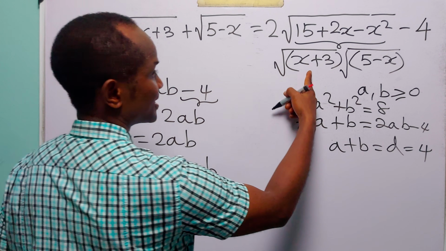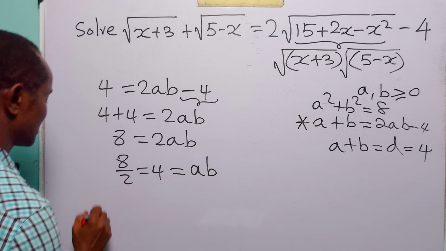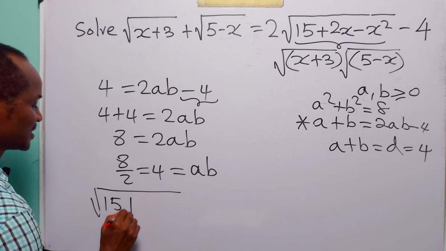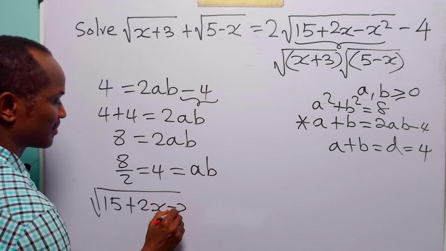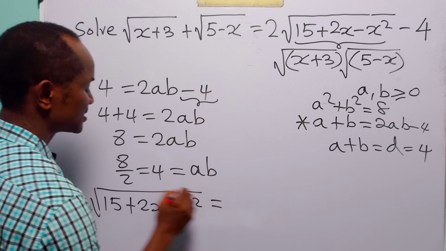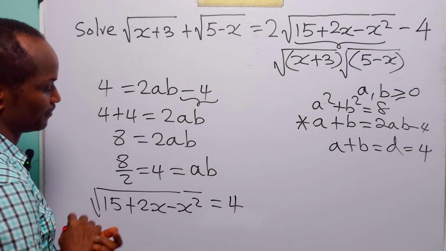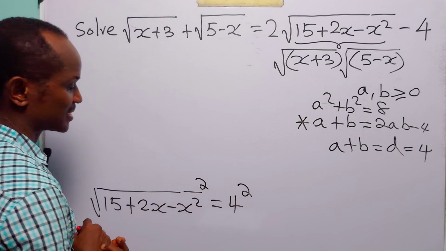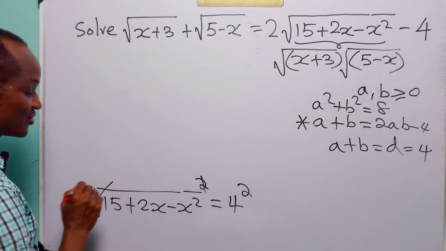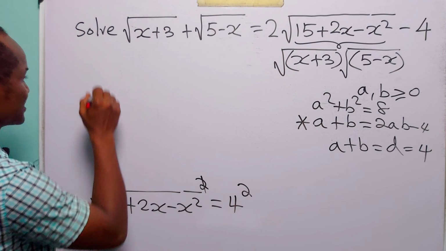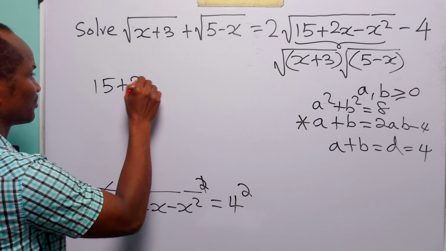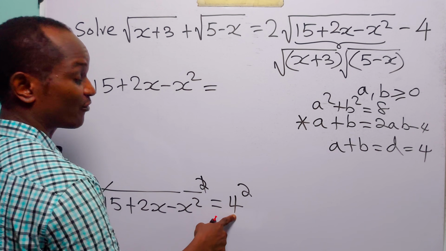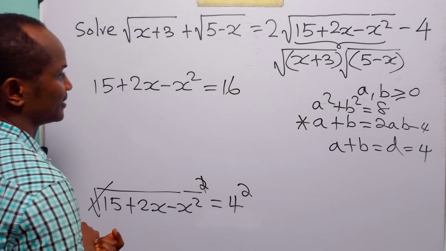And of course, you know that a times b is the square root of 15 + 2x - x squared. So this is equal to 4. Now to solve this equation, let us start by squaring both sides. Of course, the square is going to take care of the square root, and on the left-hand side we have 15 + 2x - x squared, and on the right-hand side we have 4 squared, which is 16.